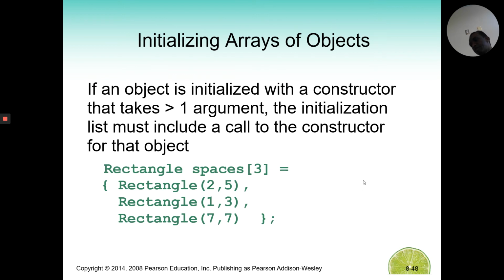If an object is initialized with a constructor that takes more than one argument, then the initialization list must include a call to the constructor for that object. Right? So you have 3, 2, 5, 1, 3, whatever the rectangle dimensions are.